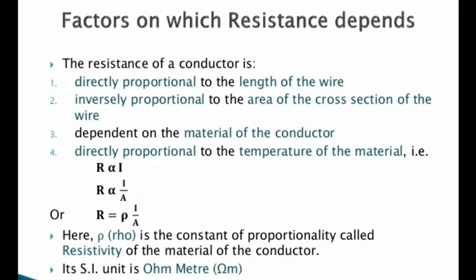Okay, now we will see the factors on which the resistance of a conductor depends. First, the resistance of a conductor is found to be directly proportional to the length of the wire. That means if the length of a wire is increased, the resistance will also increase. Second, the resistance is found to be inversely proportional to the area of cross section of the wire. That means if the area of the cross section is increased, the resistance will decrease.